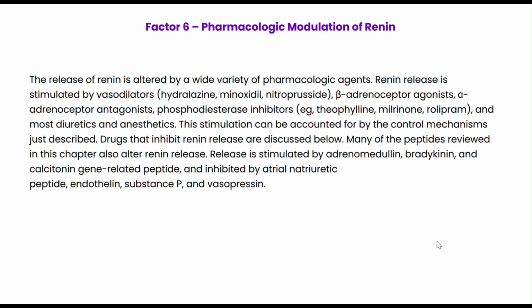ARBs, or angiotensin receptor blockers, medications like losartan, block the angiotensin 2 receptors and prevent its inhibitory effect on renin release. This also disrupts the feedback loop. Beta adrenergic blockers, drugs like propranolol, block the beta 1 adrenergic receptors and directly reduce the renin release by preventing the sympathetic stimulation of the juxtaglomerular cells.